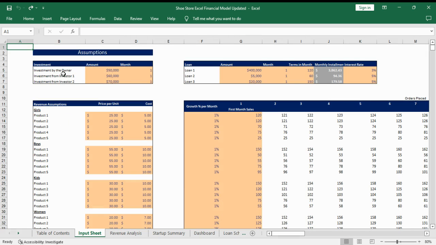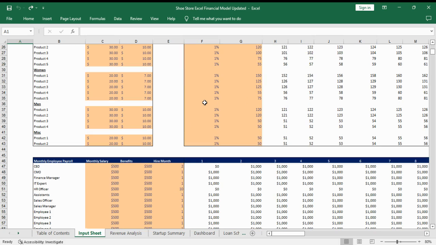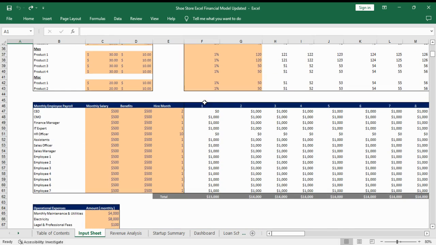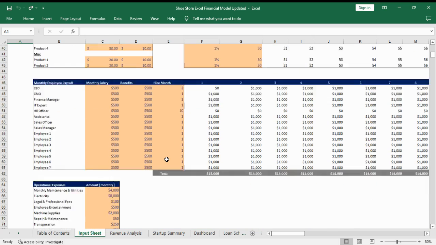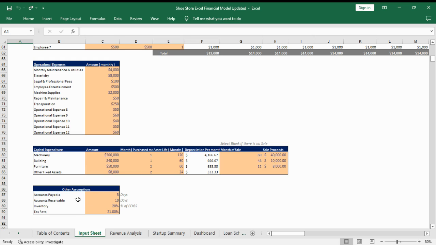Starting off with the input sheet, here you provide all the related details about the business, such as investment and loan details, revenue assumptions, where you provide per unit price and cost, also the first month sales and the growth rate per month. Then there is monthly employee payroll, operating expenses, capital expenses, and other assumptions including accounts payable, receivable, and inventory.